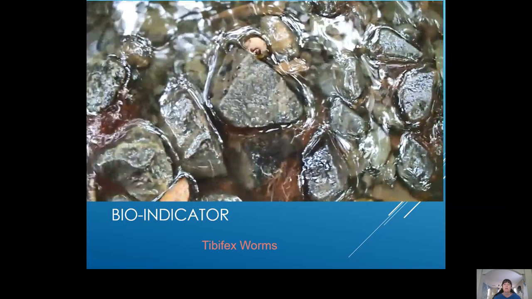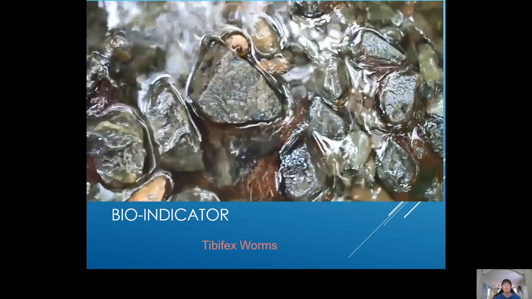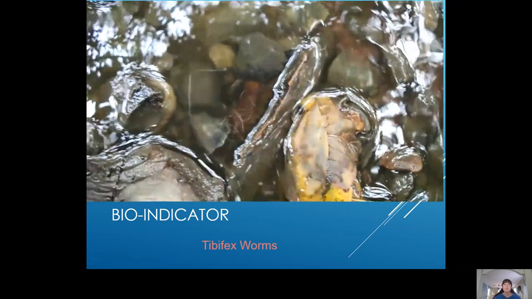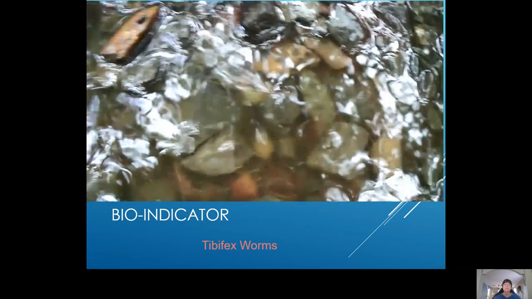They are using up all the oxygen to decay and to decompose all of that organic matter. So if you see a lot of tubifex worms, then probably you know that there's something going on in that water supply that's not quite right. You have a pollution problem.